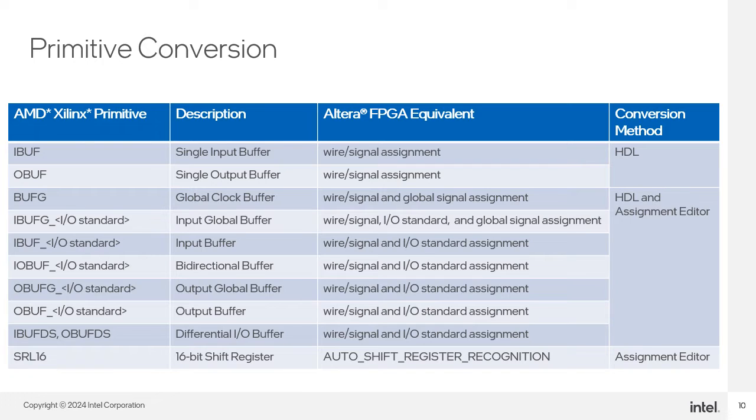If the input or output buffer primitive is instantiated, all you need to do when migrating your design to an Agilex 5 device is to remove the primitive instantiation and place an appropriate I/O standard assignment. In the event that other, more complex primitives have been instantiated, such as the DSP48, then understanding the functionality used in the primitive and finding a corresponding FPGA IP will be key.